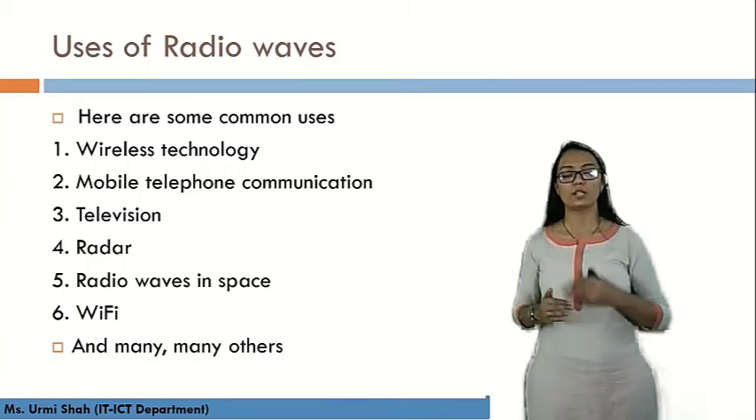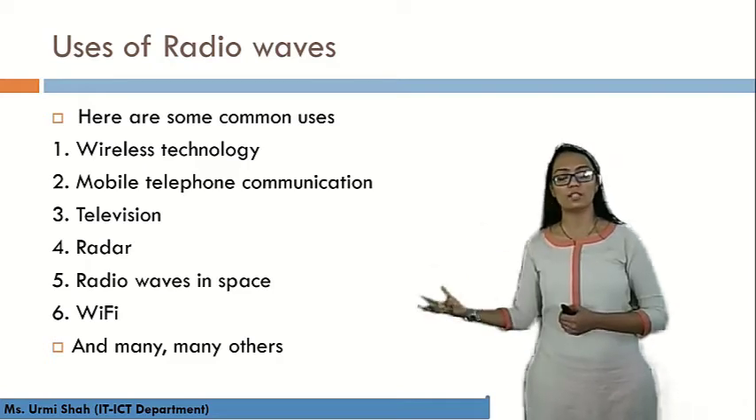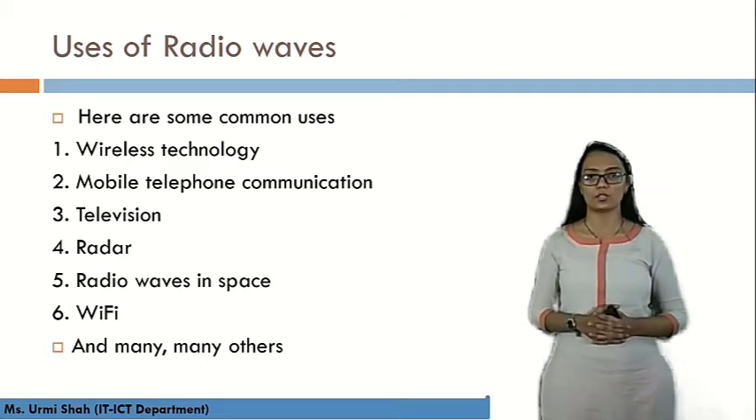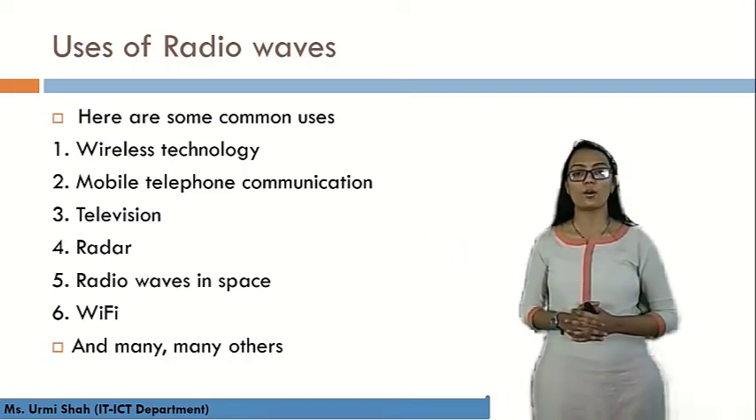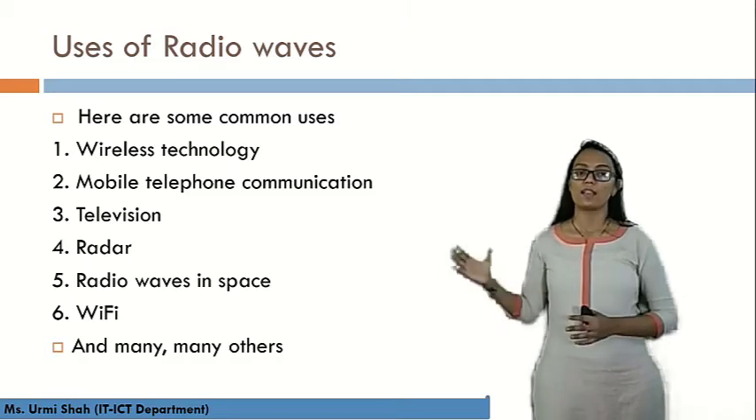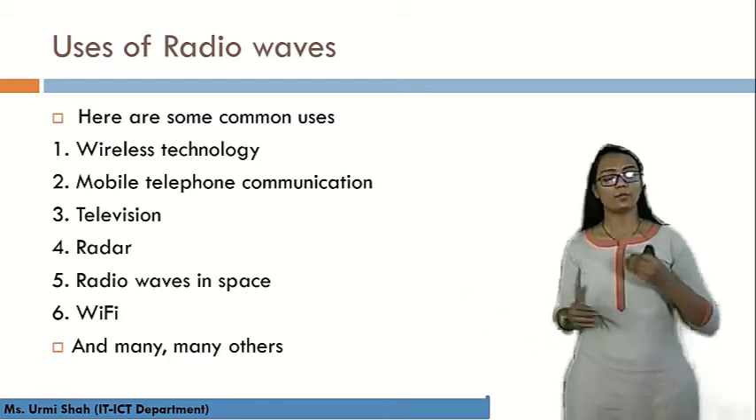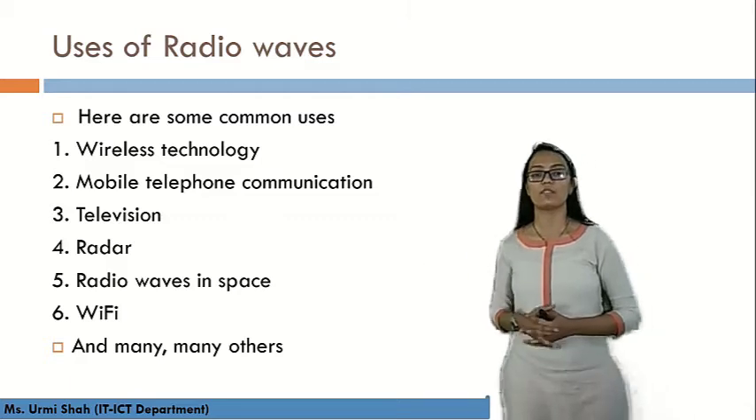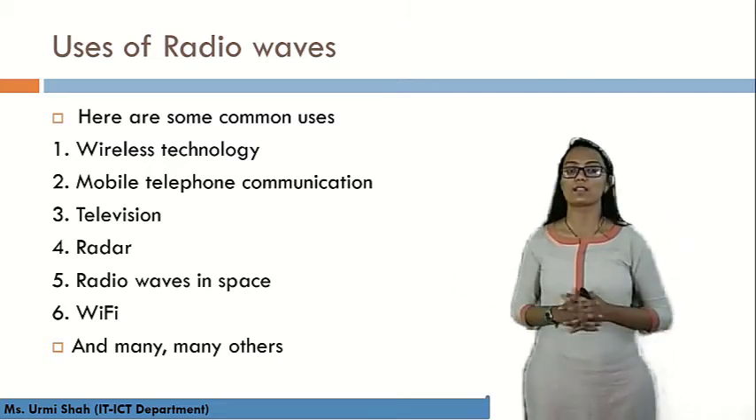Now we have discussed the introduction to radio communication, what are the blocks involved in radio communication, what is the transmitter and receiver section for radio communication, but where are these radio waves used? So let's first understand the uses of radio waves. Radio waves are basically used in wireless technology. They are used in mobile telephone communication, and they are used in television. They are used in radar, radio waves in space, in Wi-Fi technology and many other applications where these radio waves are being propagated and utilized for the generation of specific signals.